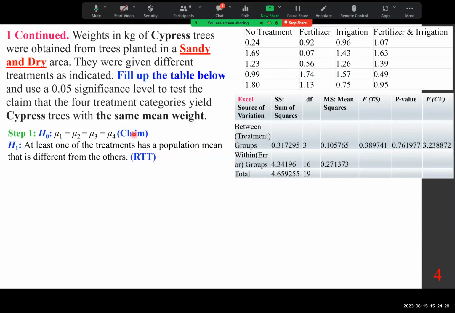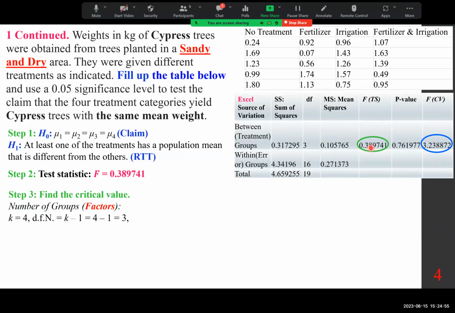By the way, the reason this is the claim is because we are supposed to fill it up and then check to see they yield with the same mean weight. So because of this statement, it becomes the claim. All right, test statistic. That's it, it's been calculated. F is 0.38974.